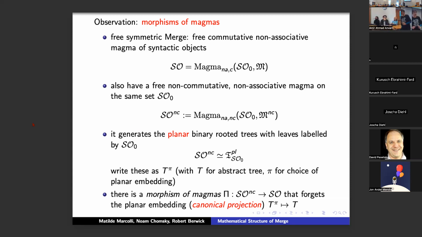And okay, there is a canonical projection. So there is a morphism of magmas from the free non-associative, non-commutative magma to the free associative commutative magma, which is imposing the commutativity relation. So this is a very nice map. It's a surjection of sets, and it's a morphism of magmas. We're just forgetting the planar structure of the trees.